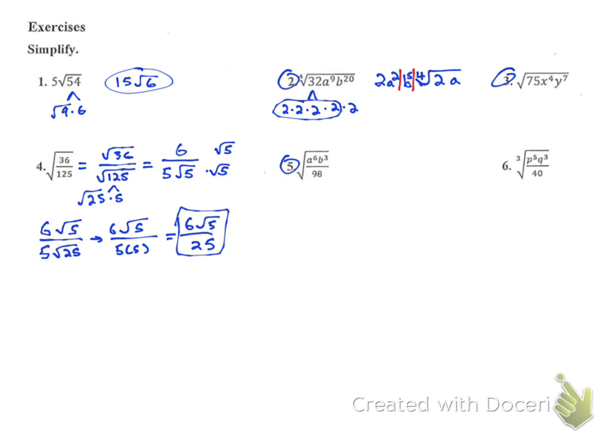Square root of 75. 25 and 3. 25's a perfect square. Can take out a 5. The 3's left inside the radical.